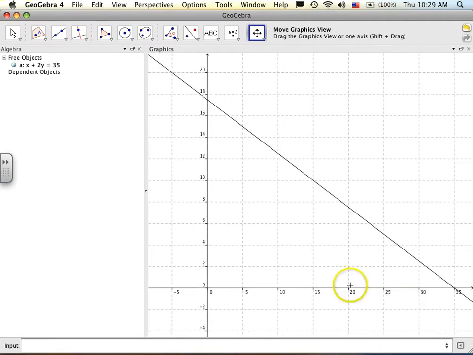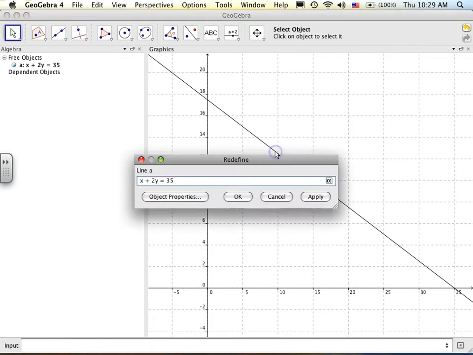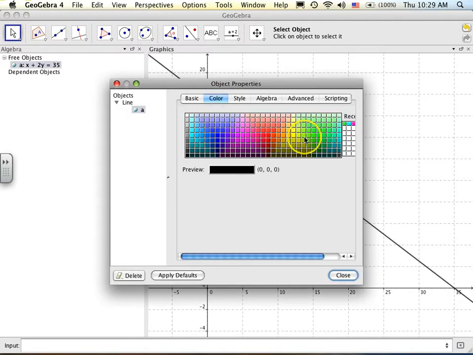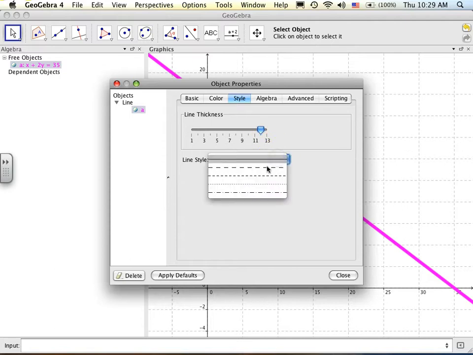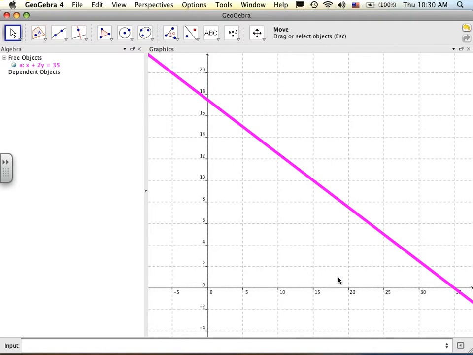Another unique feature is that your line doesn't have to be black all the time. You can click on this line and go to object properties. Now you can change the color. Let's make it pink. I can also change the style, and make the line thicker, just for you to see. So let's make it thick. I can also change the line style to dotted or dashed, depending on the need. But let's just use that. Okay, here's my first equation.